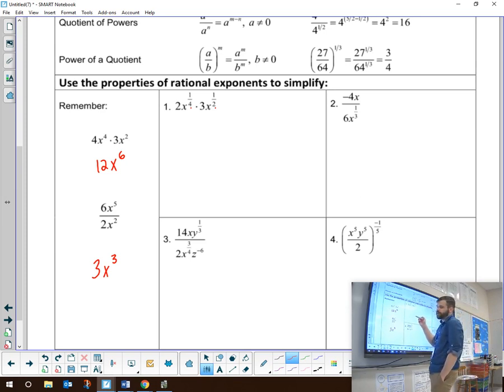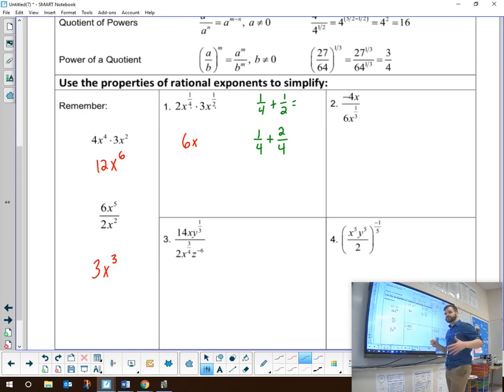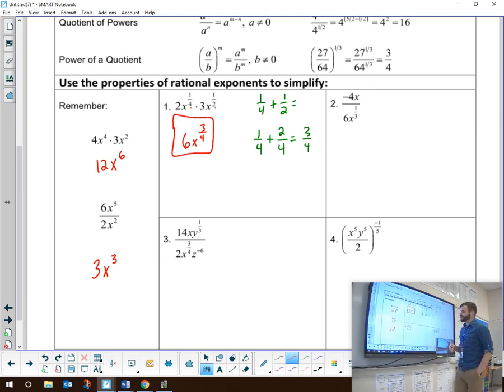Look, we're going to multiply here at number 1. 2 times 3 is 6. X to the 1/4 times x to the 1/2. Well, we're going to add those two exponents together. 1/4 plus 1/2. And remember, to add, we need a common denominator. So we keep 1/4, and we change that 1/2 into 2/4. If you don't remember how to do this, you can use your calculator to help you add these together. But 1/4 plus 2/4 is 3/4. That's going to be 6x to the 3/4, okay? So that's all we're doing. Multiply your whole numbers, add your exponents. Whenever we divide, we're going to subtract those.